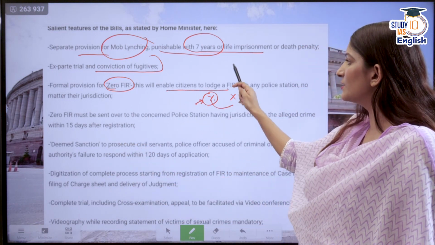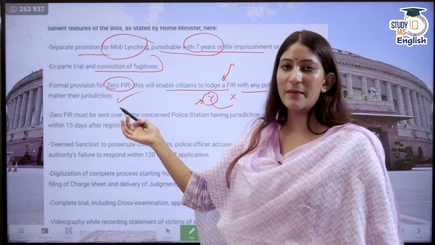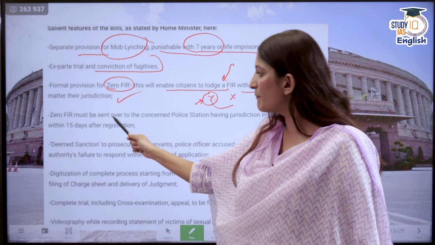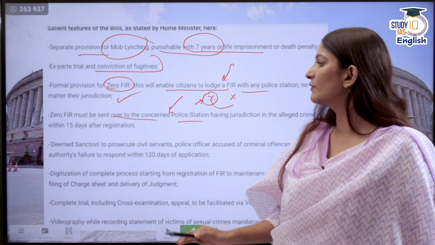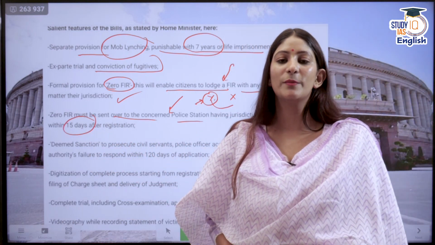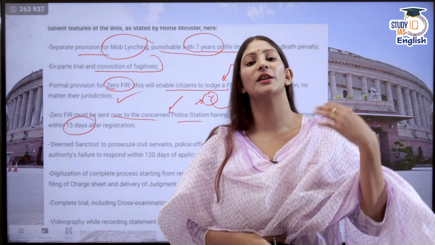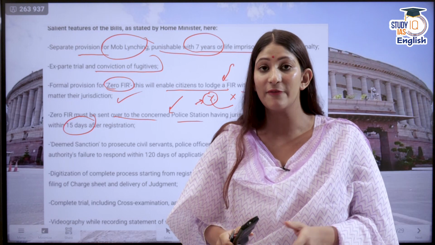This will enable citizens to lodge an FIR at any police station and out of the matter of their jurisdiction. Zero FIR must be sent over to the concerned police station which has a jurisdiction over that area within 15 days after registration. What does this particular provision tell us? That this particular provision wants criminal justice system to be speedy and effective.